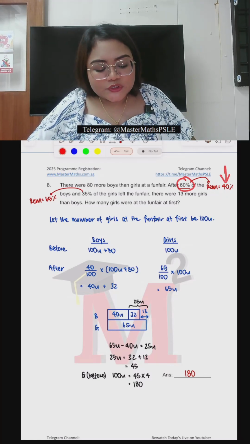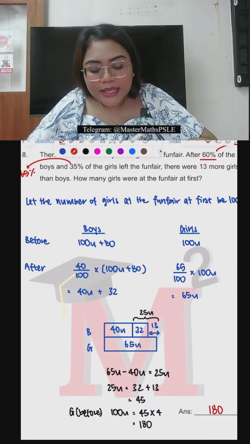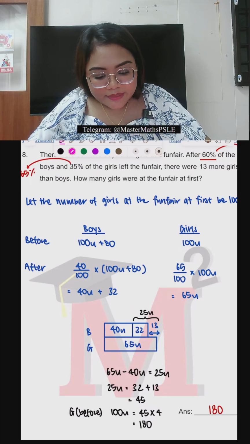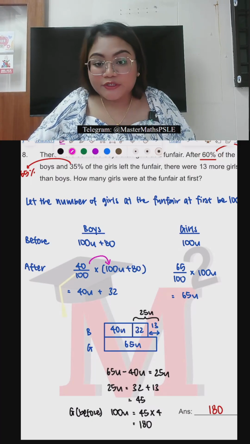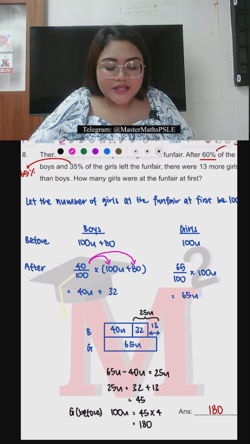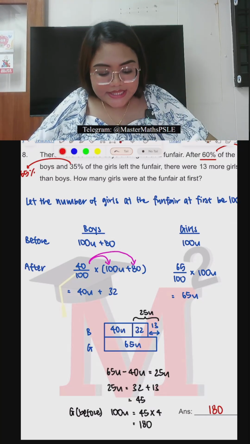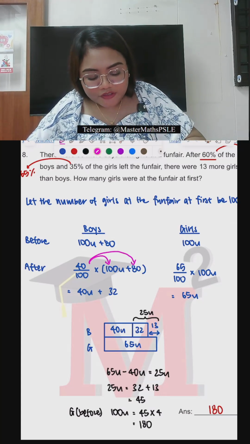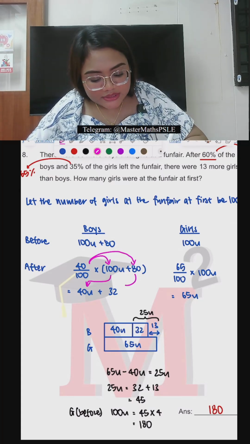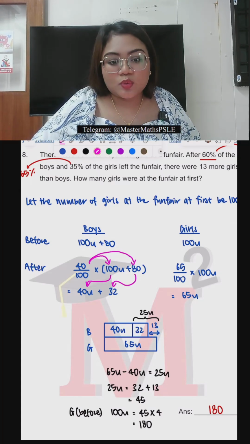Okay? So where did 32 come from? Well, using my pink pen here, I am taking 40% of 100 units and 40% of 80. Okay? 40% of 100 units and 40% of 80. 40% of 100 units is 40 units. 40% of 80 is 32. That's where the 32 comes from.